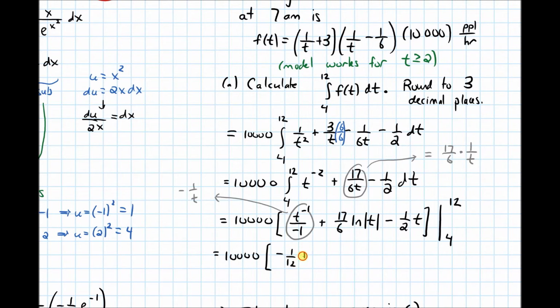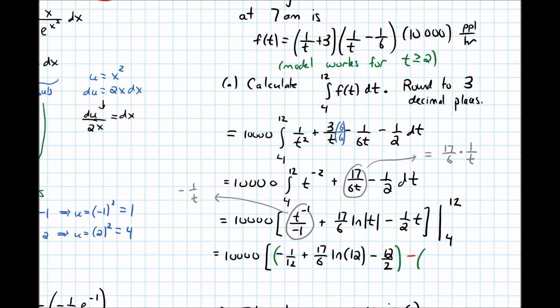The next term will get plus 17 over 6 ln absolute value of 12. But the absolute value of 12 is just 12, so I can get rid of that absolute value. And then the next term, we'll get minus 12 over 2. So that's what we get if we plug in 12. Okay, so I'm going to put a big parentheses around all of that. And then if you plug 4 into this, what will we get? So we have to do a subtraction, subtract, and then what we get when we plug in 4.